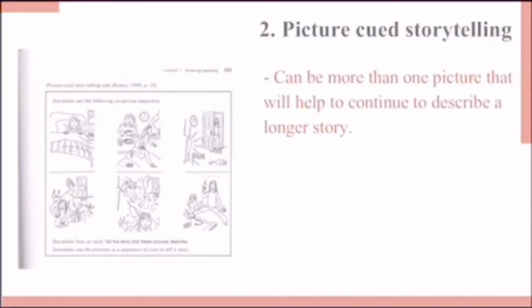And then next is about picture-cued storytelling. So this activity has more than one picture, so that the test takers will continue their activity to storytelling. I mean, like to describe anything from that picture.